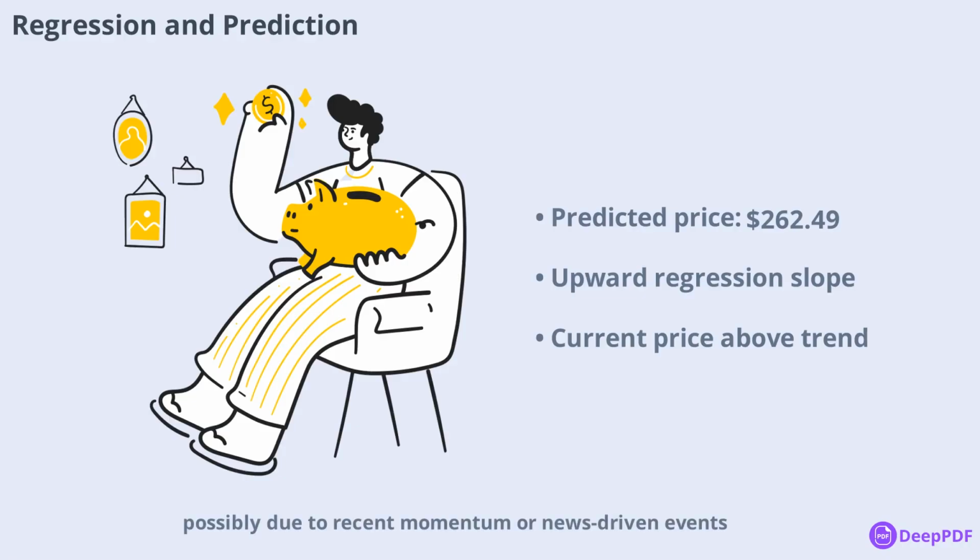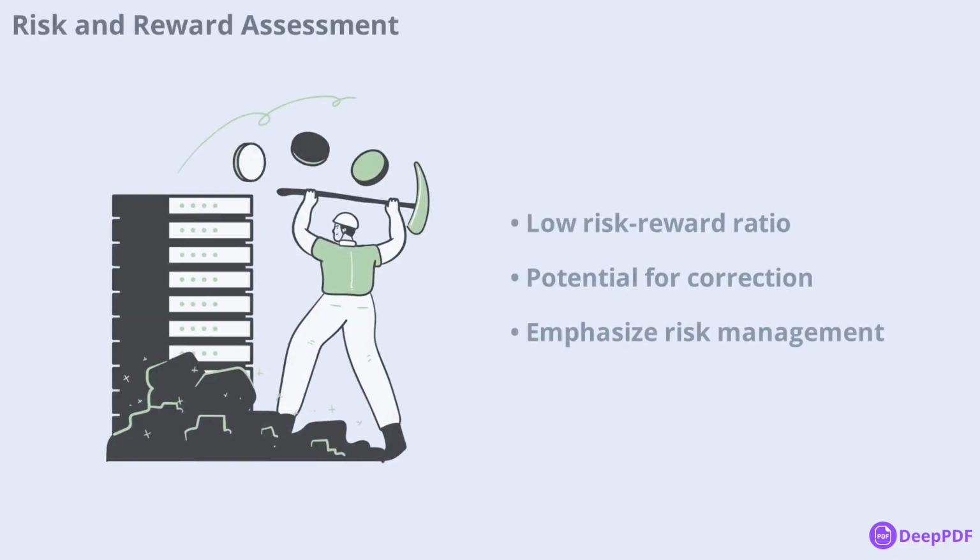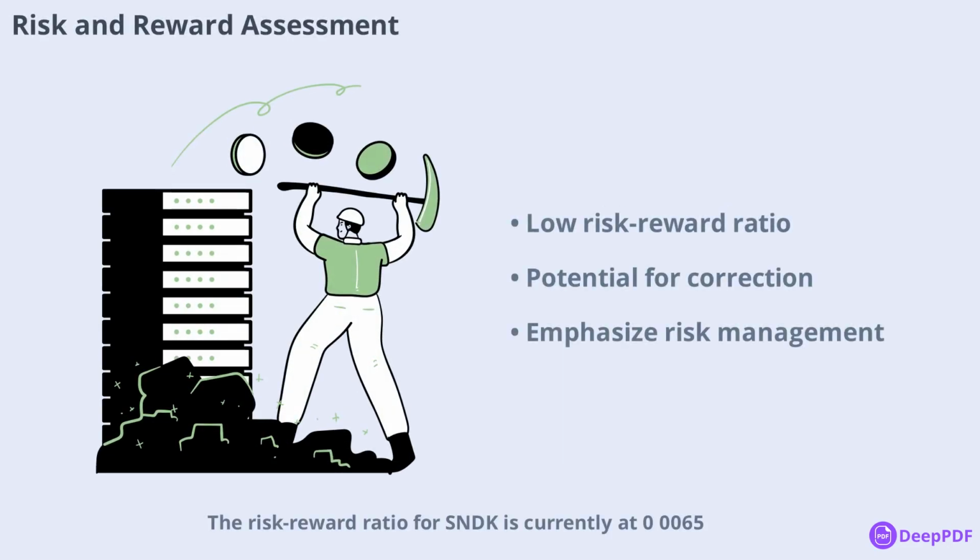The risk-reward ratio for SNDK is currently at 0.0065, which is quite low. This means that while the potential for further gains exists, the risk of a sharp correction is also present. Traders should weigh the possibility of profit against the likelihood of a pullback, especially given the elevated volatility and overbought signals from several indicators. Proper risk management is essential in this scenario.